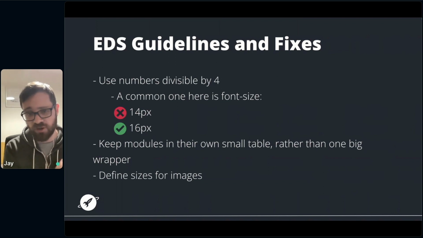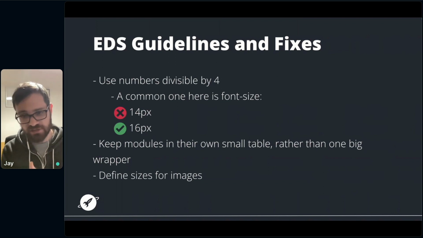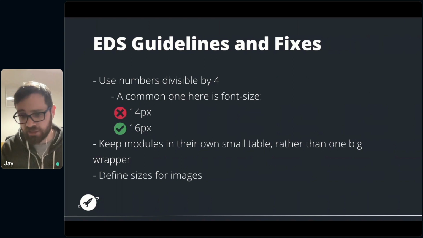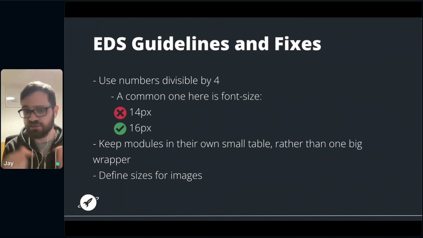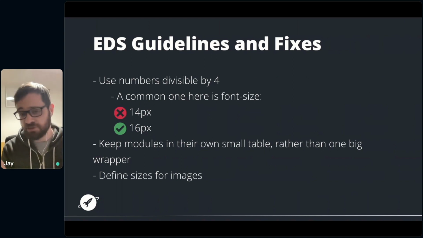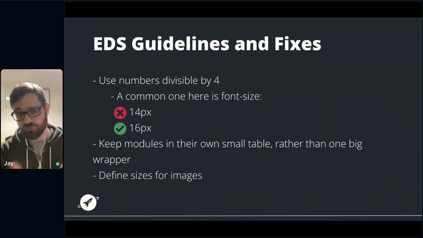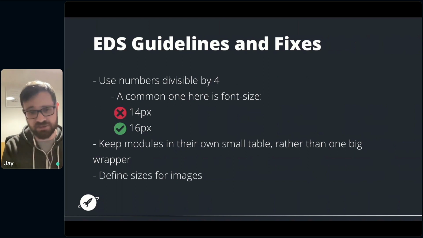So use numbers divisible by 4. A common one here is font size. Everyone kind of spouts that 14 pixels is the minimum for accessibility. I haven't seen that written anywhere, and I don't believe that is true. I always say go for 16 pixels, and 16 pixels in this instance is also divisible by 4. So why not switch from 14 to 16 pixels, and automatically you could have solved nearly 90% of your white line issues.